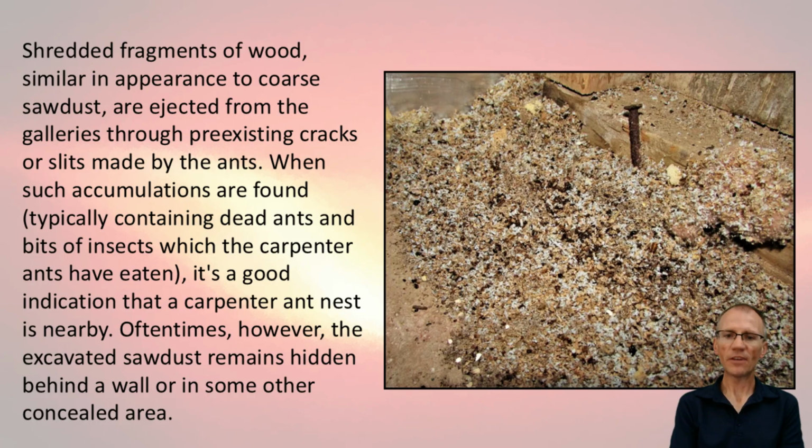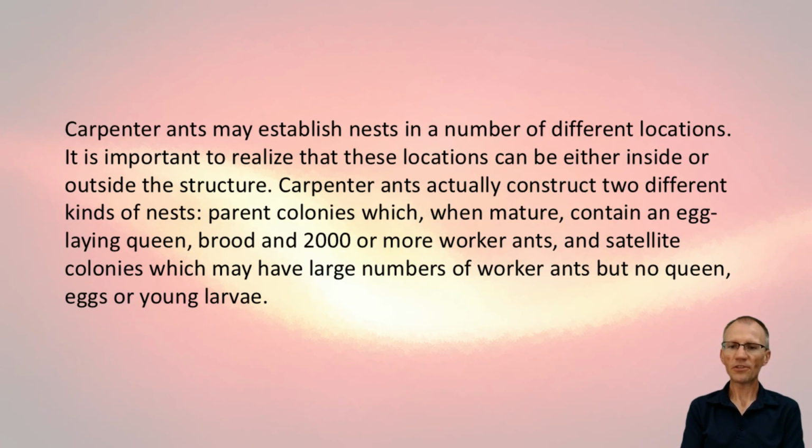When such accumulations are found, typically containing dead ants and bits of insects which the carpenter ants have eaten, it's a good indication that a carpenter ant nest is nearby. Oftentimes, however, the excavated sawdust remains hidden behind a wall or in some other concealed area. Carpenter ants may establish nests in a number of different locations. It is important to realize that these locations can be either inside or outside of the structure.